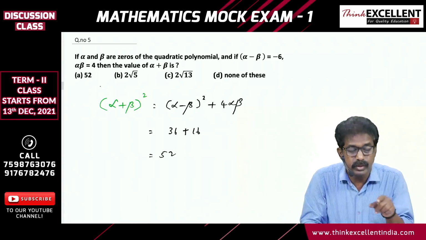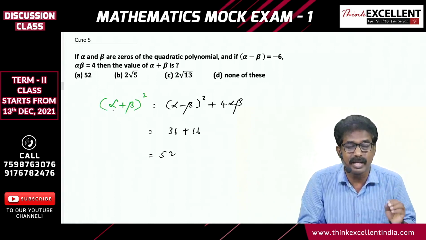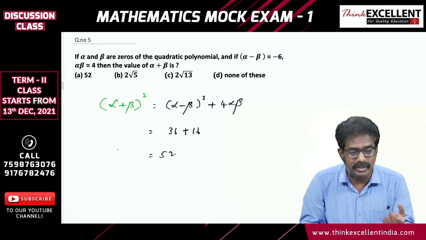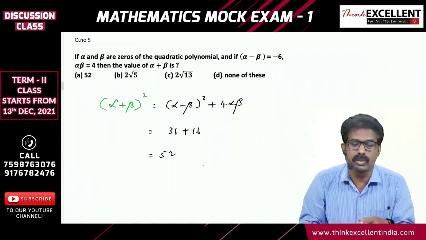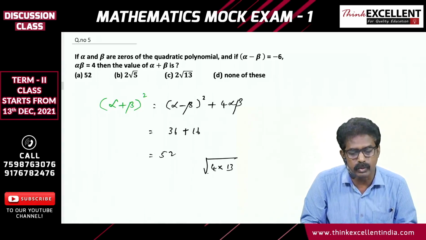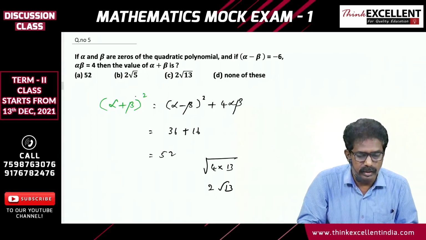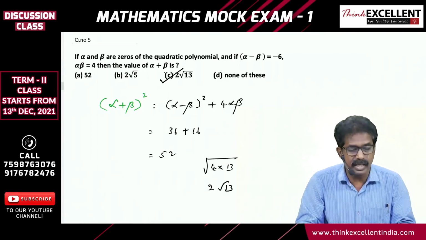They will give 52 also as one option, right? To tempt you. So be very careful. This is the value of alpha plus beta, the whole square. You take the square root of that. Root of 52, you find 4 into 13, right? When you take the square root, root 4 is 2. So 2 root 13. So option C is the correct answer.